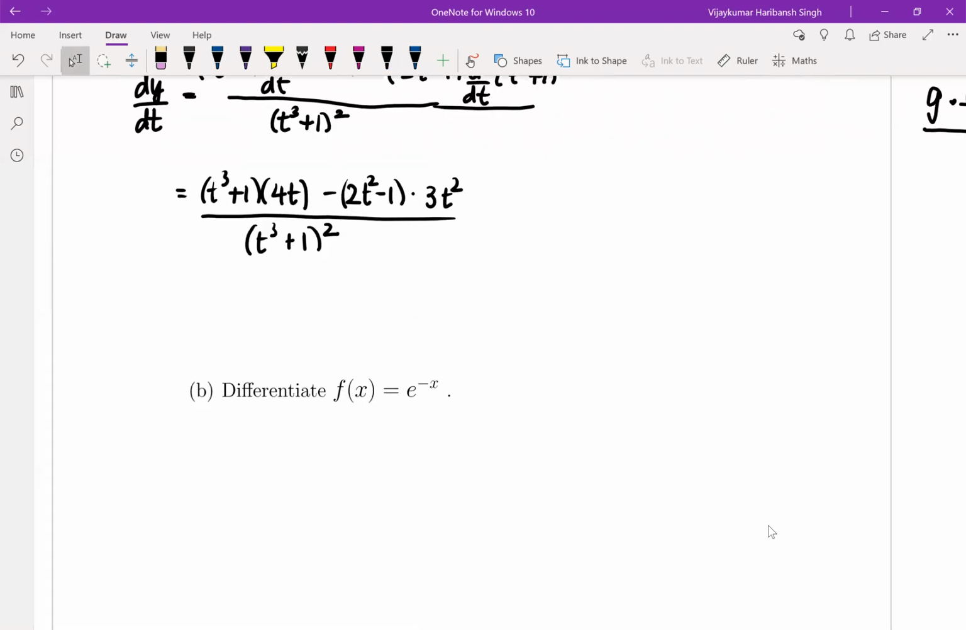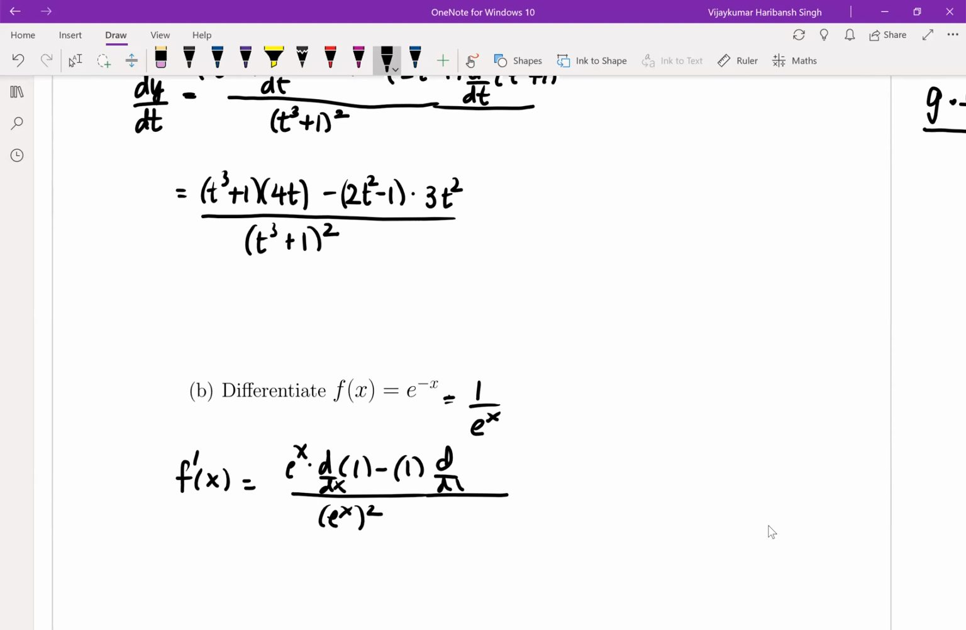Now, how about f of x equals e to the power minus x? So first of all, you may ask, where is the quotient rule? So this is same as 1 upon e to the power x. Now note that there are some other methods which you'll learn later, namely the chain rule, with which you'll be able to differentiate it directly without using quotient rule. But for now, let's use the quotient rule. So again, f prime x is going to be denominator square, denominator as it is, times derivative of numerator, which is 1, minus numerator times derivative of denominator.